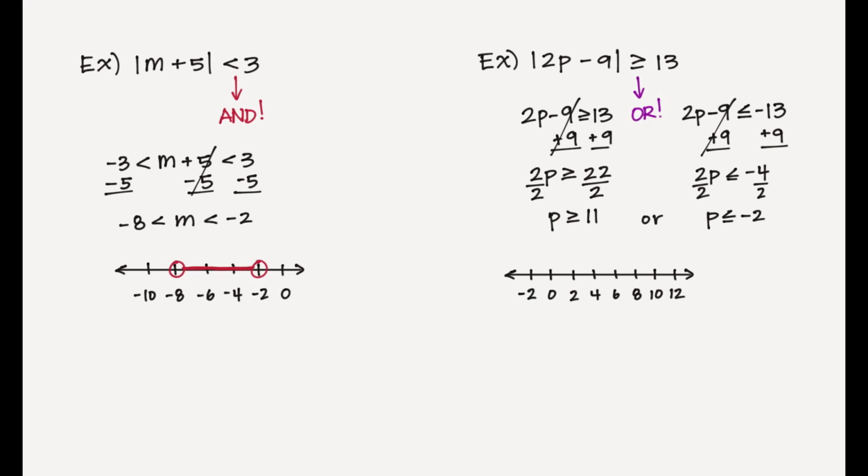So I'm going to just label my numbers there. And I'm going to have my 11 filled in, and it's going to shade everything to the right. And I'm going to have my negative 2 filled in, shading everything to the left.